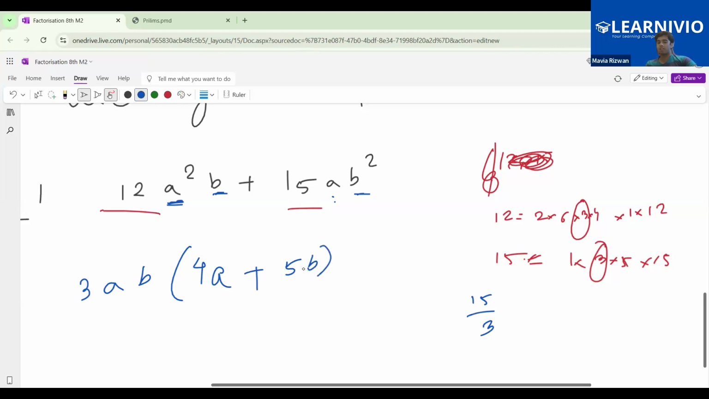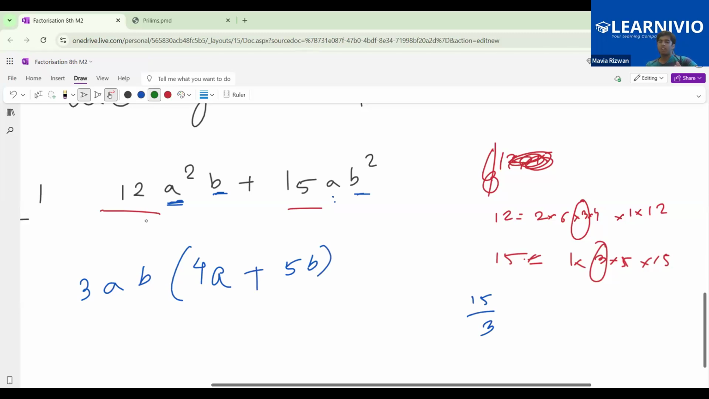This is how we do the factorization. I'll repeat it once again, guys. Manisha, any doubts? No, sir. See, I'll repeat this once again for all of you.